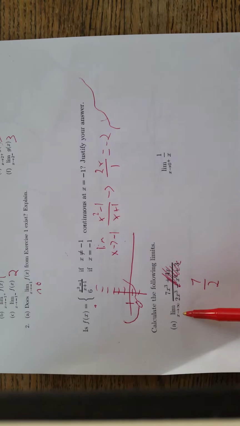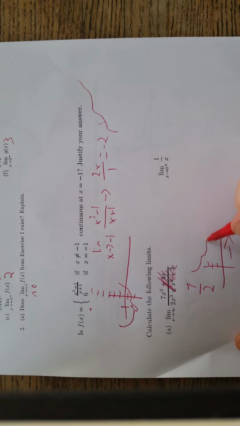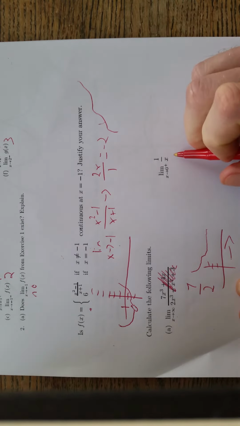Now think about what that means graphically. So as x goes toward infinity, if we have a little graph, our function gets closer and closer to 7/2, to 3.5. So our function literally, whatever it looks like, is going to end up going toward 3.5, or 7/2. This one's a little trickier.